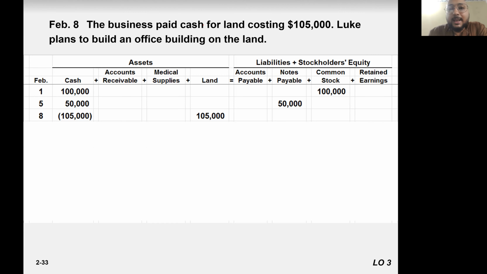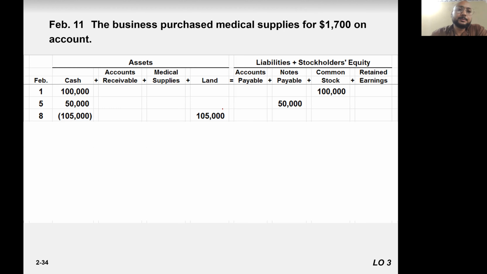Third, February 8, the business paid cash for land costing 105,000. All cash paid, so cash is decreased and land is increased. February 11, the business purchased medical supplies for 1,700 on account, which means accounts payable and medical supplies. Here we go, right? Any question regarding the transaction, please speak up. We will be discussing the solution here, so please match your answer.